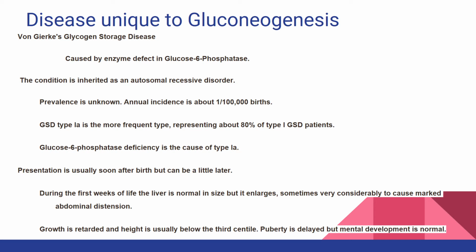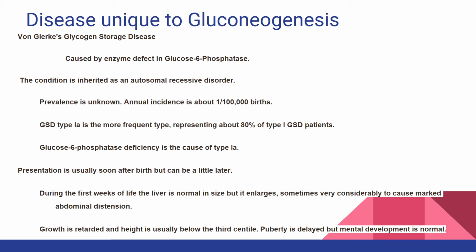A disease unique to gluconeogenesis is von Gierke's glycogen storage disease. This is caused by an enzyme defect in glucose 6-phosphatase, so that glucose 6-phosphate cannot be converted into free glucose, but is metabolized to lactic acid or incorporated into glycogen. The liver and kidneys are involved, and hypoglycemia is a major feature. Large quantities of glycogen are formed and stored in hepatocytes, renal, and intestinal mucosa cells, causing the liver and kidneys to become enlarged. The condition is inherited as an autosomal recessive disorder. Prevalence is unknown, and the annual incidence is about 1 in 100,000 births.